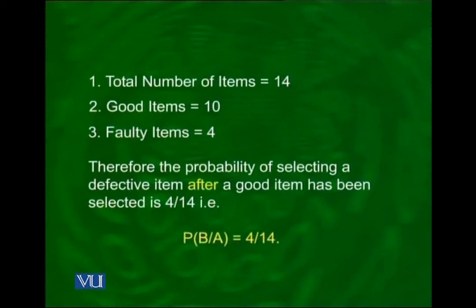Now, as you see on the screen, the situation that we have is that the total number of items is 14, and the number of items that are good is 10, but the number of items that are faulty is 4. Therefore, the probability of selecting a defective item after a good item has been selected is 4 over 14. Again, it is very simple, M over N. Now there are a total of 14 items and among them 4 are defective.